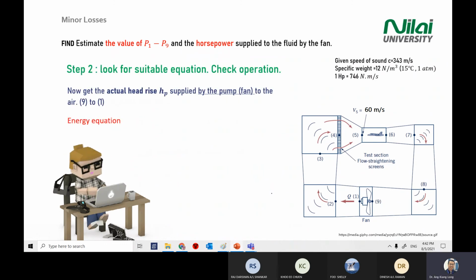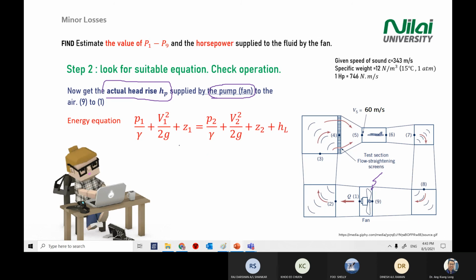After that, we need to calculate two scenarios. One is the actual head raise by the pump or by the fan, this one. You need to use the equation. The direction of calculation from point 1 to point 9, for the first one is 9 to 1, meaning you are looking at 9 to 1 by the fan, which means you are looking at the red color arrow.